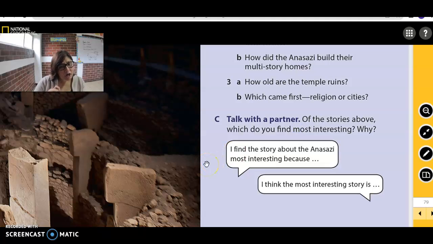Now, in the notebook, please write a very short description of the stories above. Which do you find most interesting and why? So think about it and write your idea in the notebook, or in a Word document. Very good.